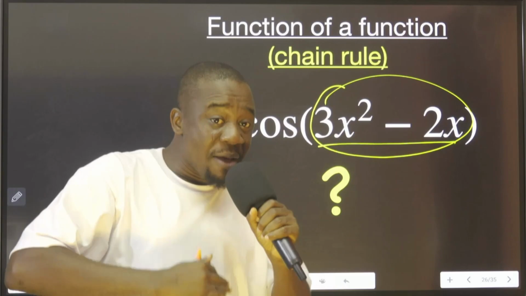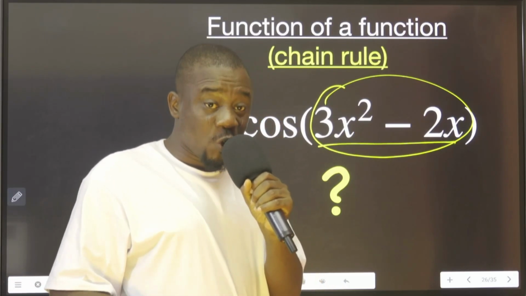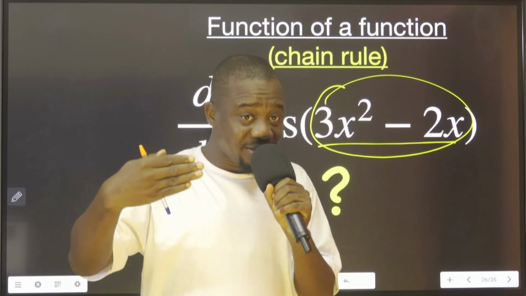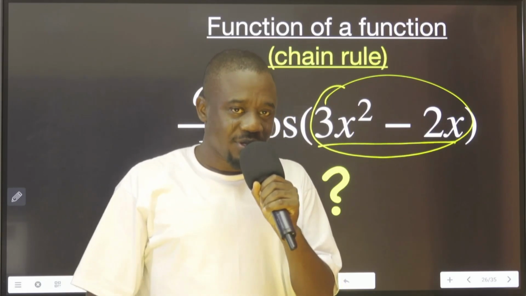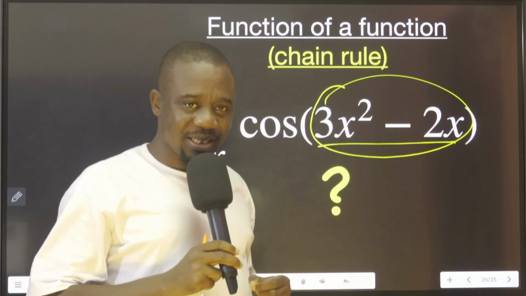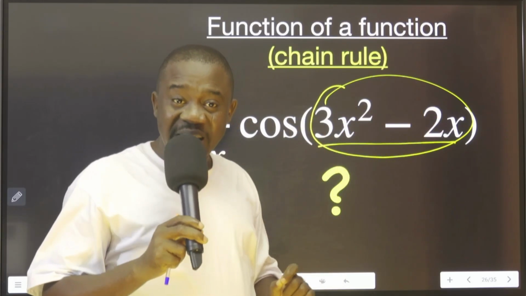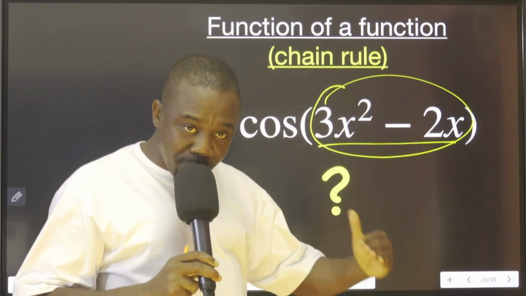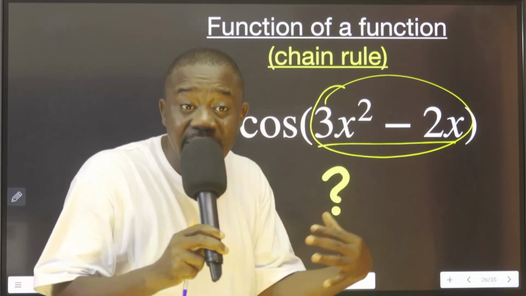This is like a pregnant woman. So derivatives are for singles, not for married pregnant women. This cosine is pregnant. So all we have to do is to apply the derivative on the baby in the womb, separately from the mother, before we bring them together.